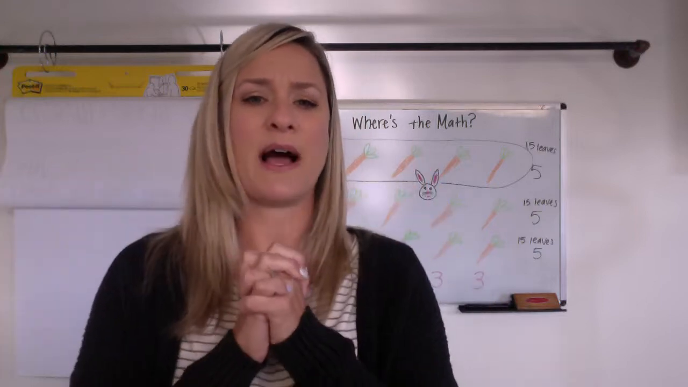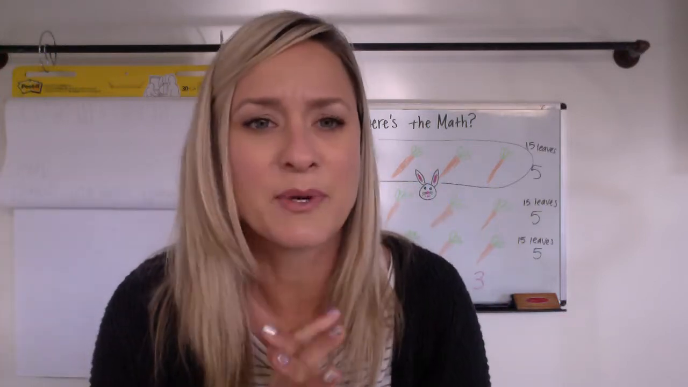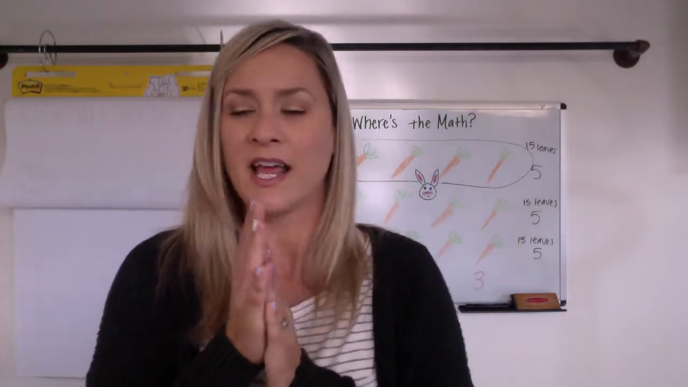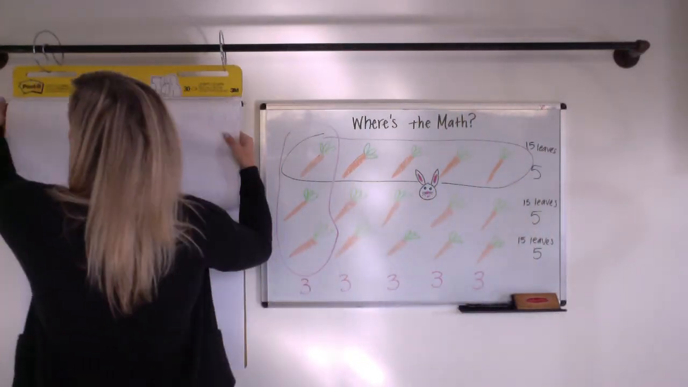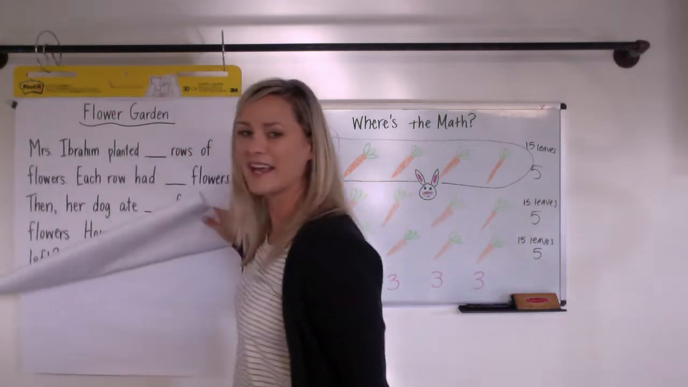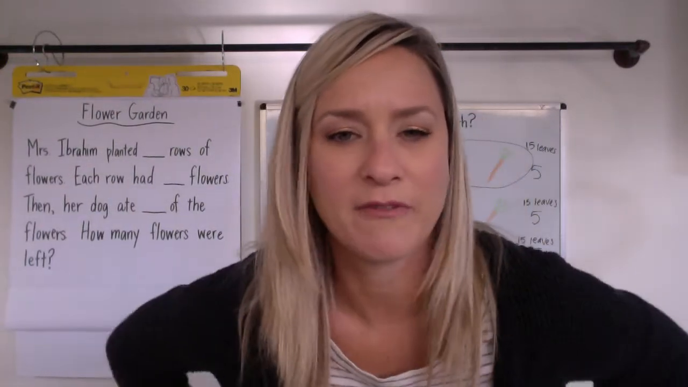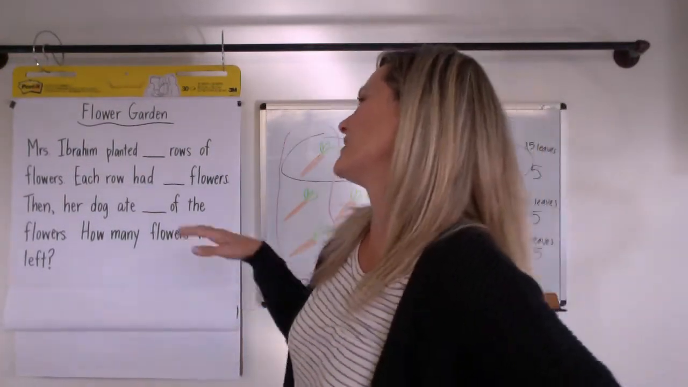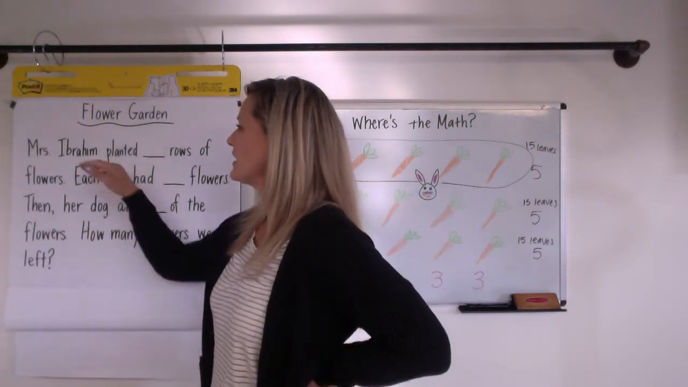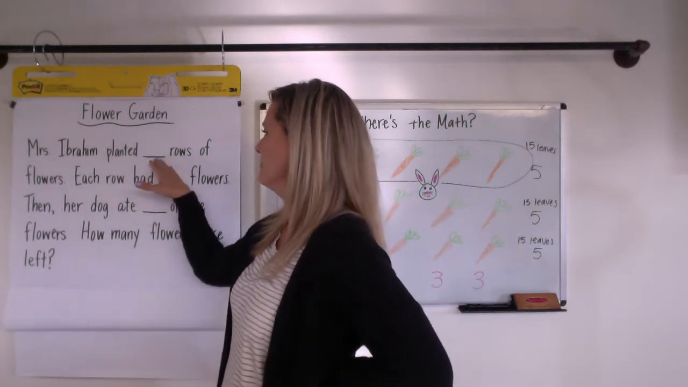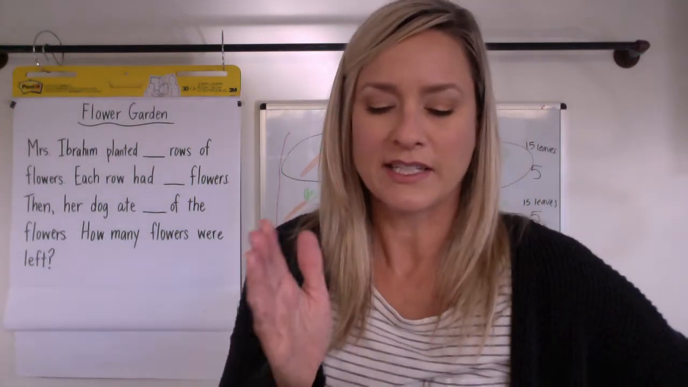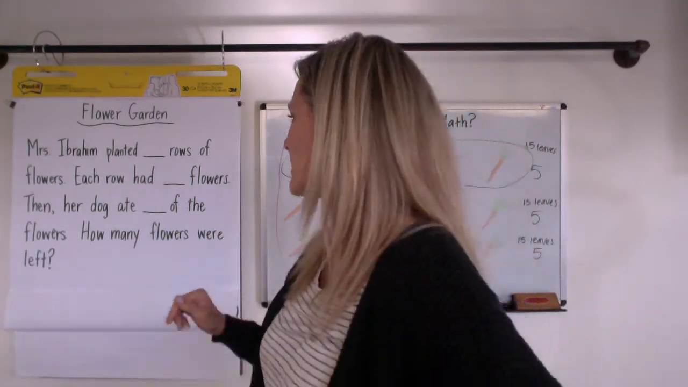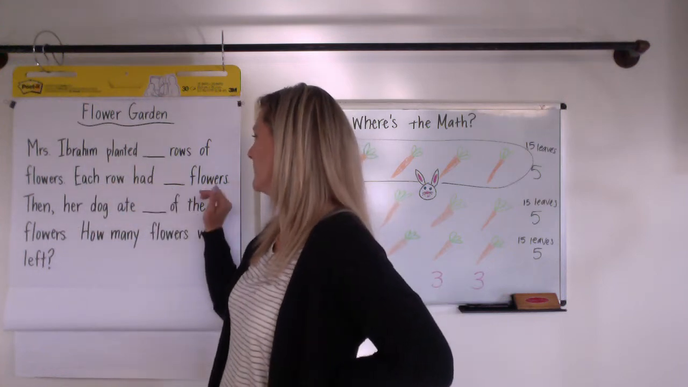Let's find out what our story is today. Our story is about the lovely Mrs. Ibrahim from Robinson, science specialist. And we know our science specialists plant gardens and they work on growing food, right? So we have in this story a flower garden. Mrs. Ibrahim planted rows of flowers. Okay, so imagine Mrs. Ibrahim planting rows of flowers. Each row had flowers.